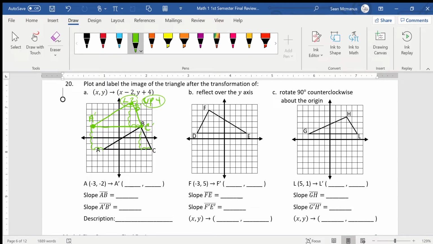So negative 3, negative 2, that was point A, so I know it went left 2, so it ended up at negative 5, and it went up 4, so it ended at 2, right? So negative 5, 2 is the coordinate of this one right here.